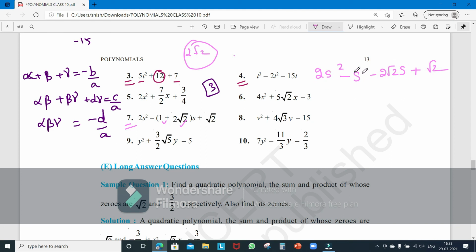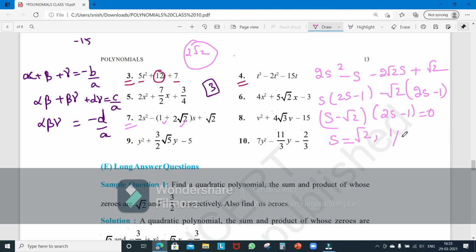Now take from these two s common, we'll get 2s minus 1. Take root 2 common, or maybe negative root 2, that's better. 2s minus 1. So you'll get s minus root 2 into 2s minus 1 equals 0. s equals root 2 comma 1 by 2. That's it. These are the values. The 7th question is also done.